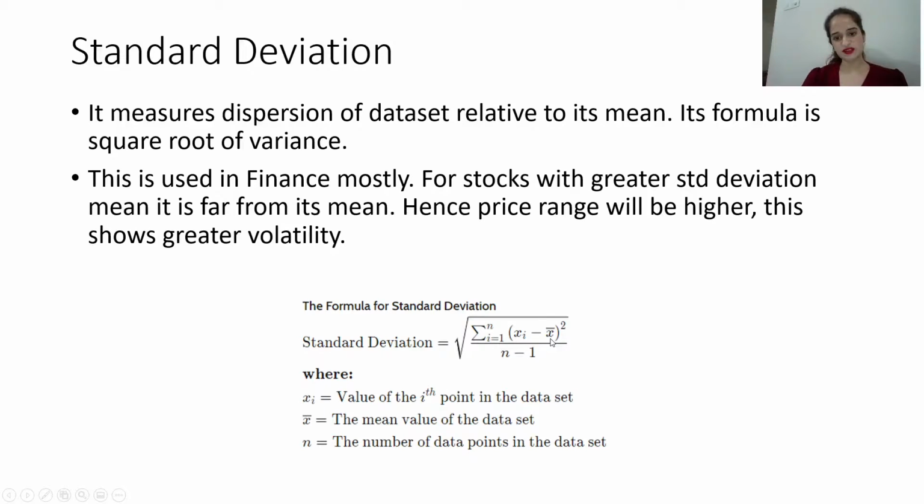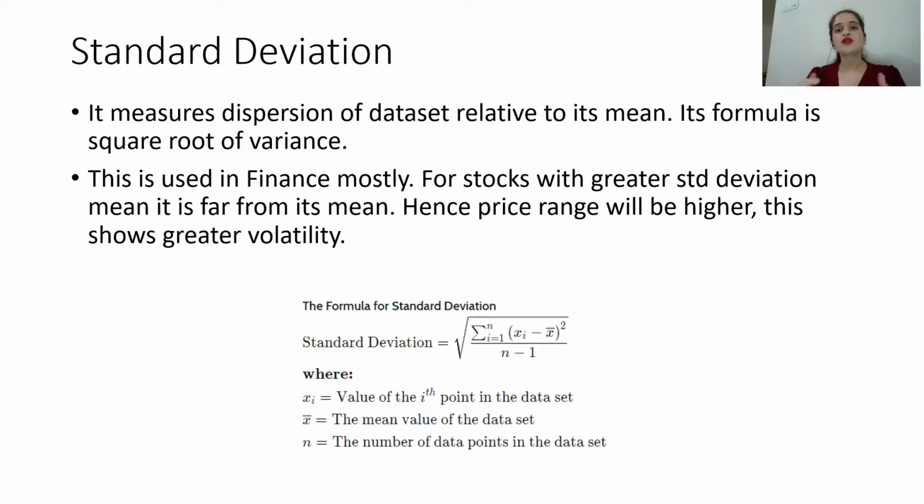X bar means the mean of the data set. This is each point of the data set. We find the distance between it, square it, sum all of it, and then divide by n minus 1. For a sample, we always divide by n minus 1 rather than dividing by n. And finally, we take the square root to get the standard deviation. Standard deviation is mostly used in the finance sector. Stocks with greater standard deviation will be far away from their mean, hence the price range will be much higher. So these kinds of stocks are very volatile.